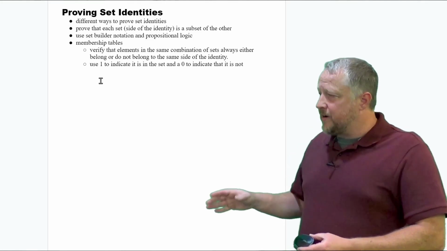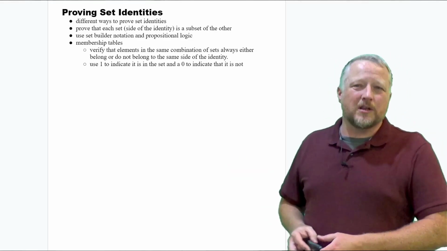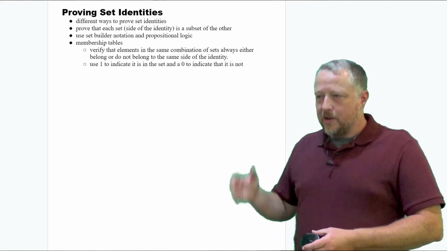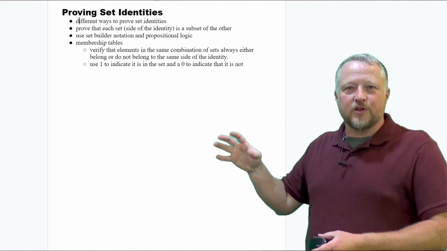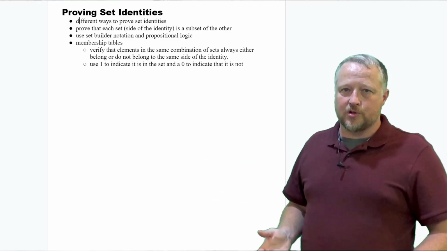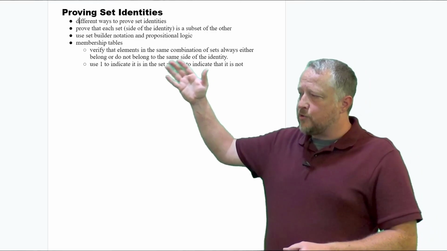Now, in proving set identities, the De Morgan's example is frankly the best one. You're trying to see that two different set syntaxes end up in the same results. That's what we're after. But there's three different ways of doing this.